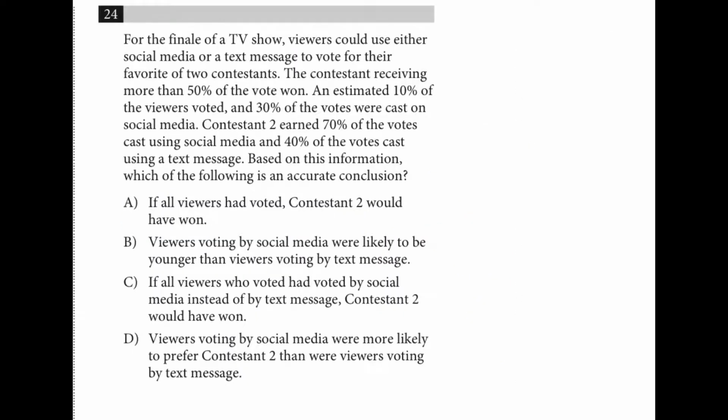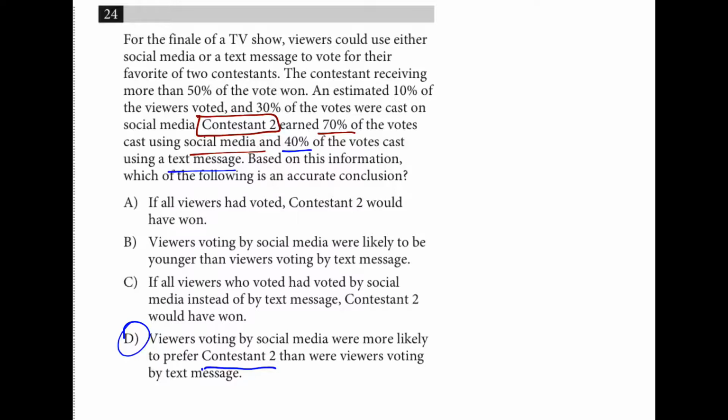For 24, they only give us some tiny pieces of information, and this is about contestant 2. They got 70% of the social media vote and 40% of the text messages. So D is the right answer. If you were someone voting by social media, you were more likely to prefer contestant 2 than if you're voting by text message, because those percentages are there and conclusive and true.